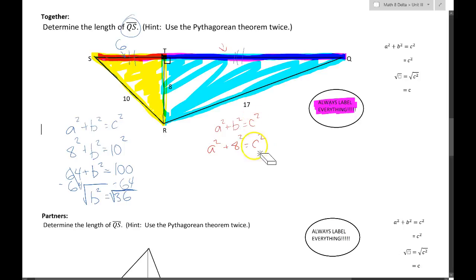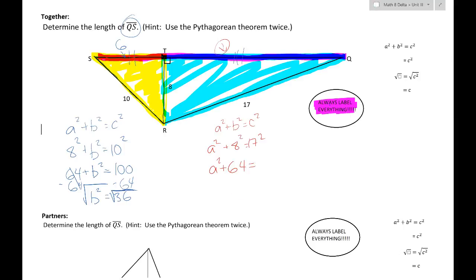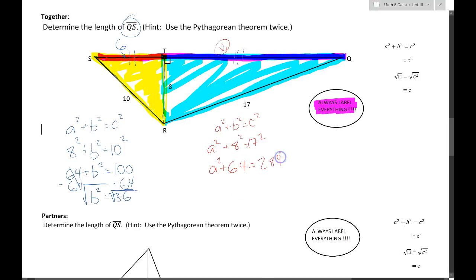And we also have c. So let's put that in. That is 17. So I carry this through. I get a squared, because I do not have a value for it yet, plus 64 equals 289, because that's 17 times 17, 17 squared.